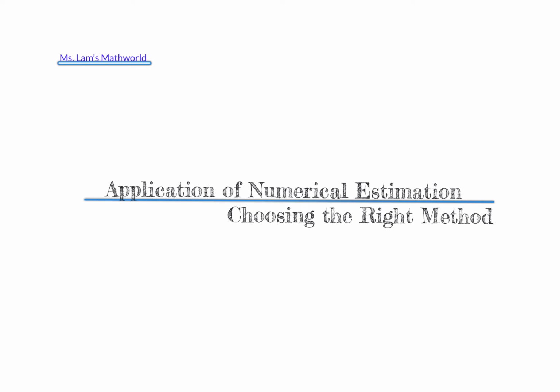Today we are going to discuss Chapter 5, the application of numerical estimation by choosing the right method. Right now we will basically choose two methods. The first method is rounding up. So when shall we use rounding up?